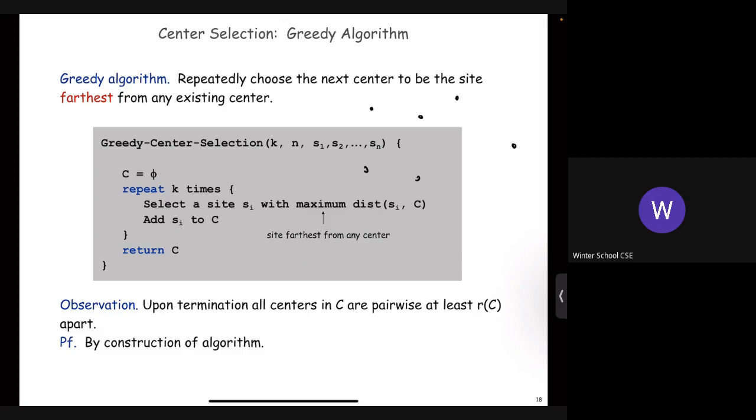So that point is farthest. Why does it mean that every pair of centers is that far from each other? Look, this is saying something. Suppose this is my center one, center two, center three, center four. Why, if I pick any Ci and Cj, are they very far from each other? Is everybody satisfied? Because I'm not.